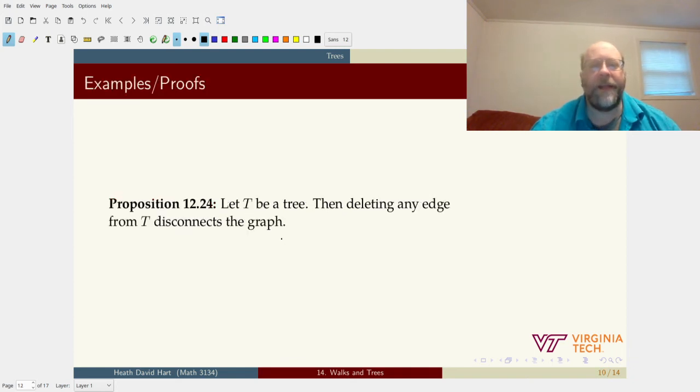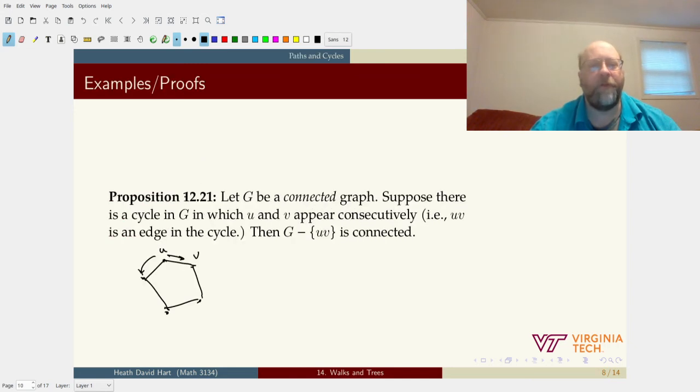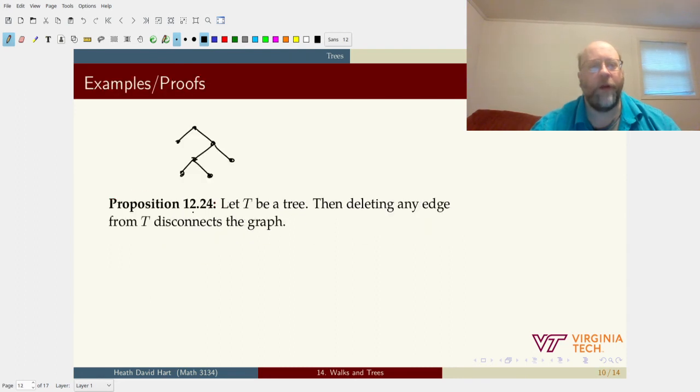If I delete any edge from a tree, so say if I have a tree here, deleting any edge will cause the graph to become disconnected. Then suddenly we have this isolated node here. So I can't delete any edge. The proof of this proposition comes from this theorem here, 12.21.